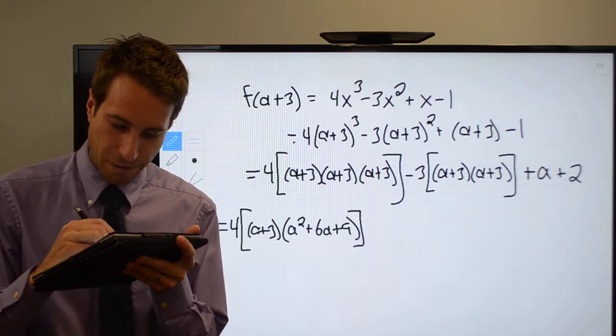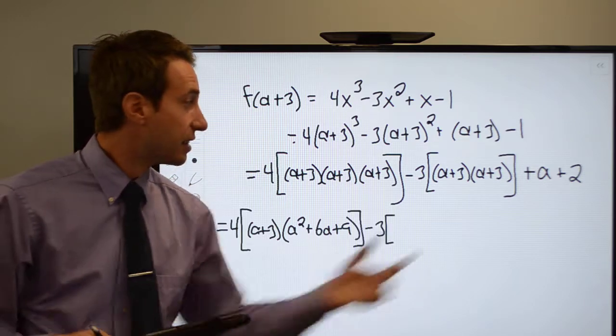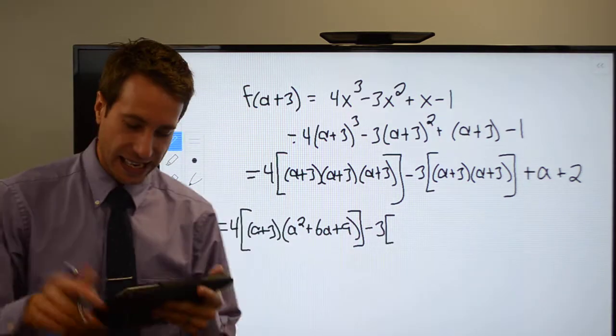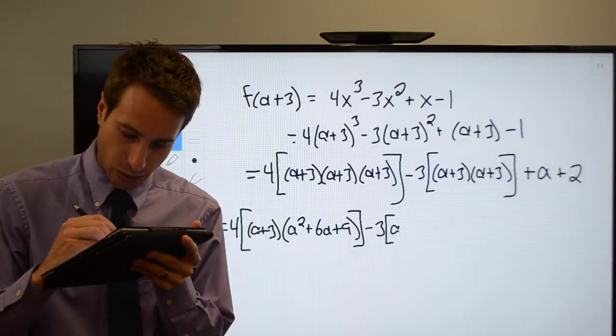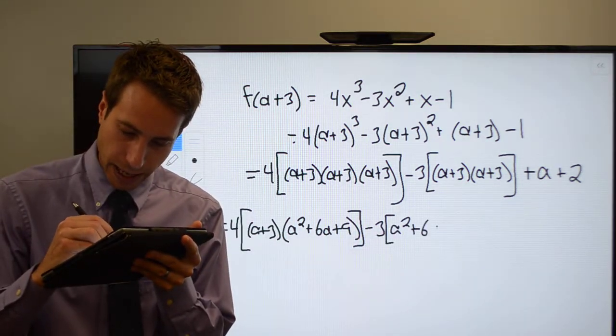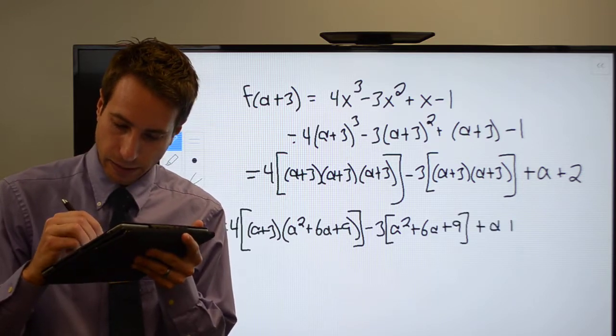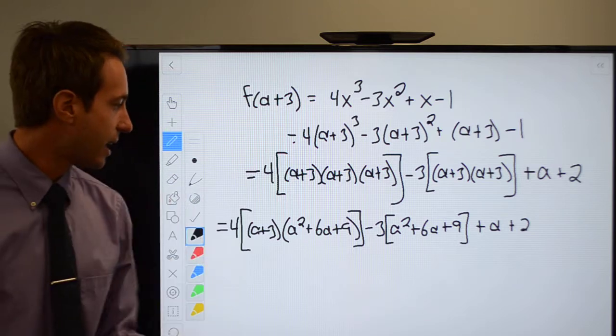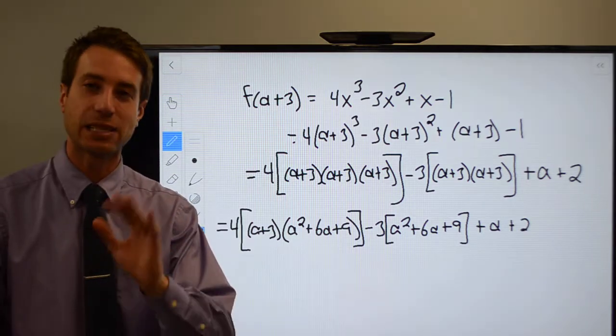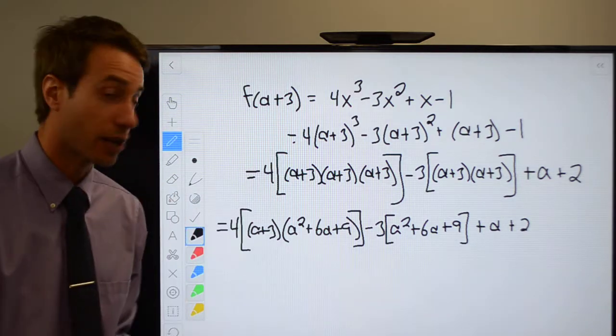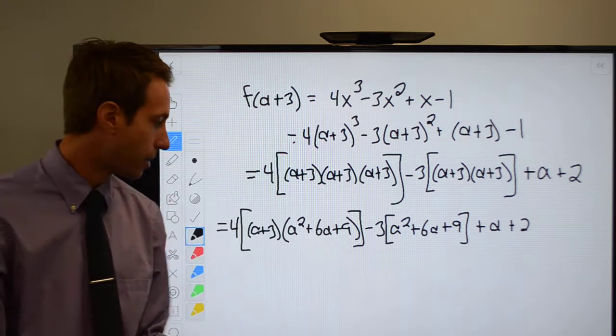Okay, and then I FOIL these guys together and get that exact same result: a squared plus 6a plus 9 plus a plus 2. Now again, I know it's long, it's tedious, but guys, it's Algebra 2, and you're going to be asked to do it, so just suck it up and do it.